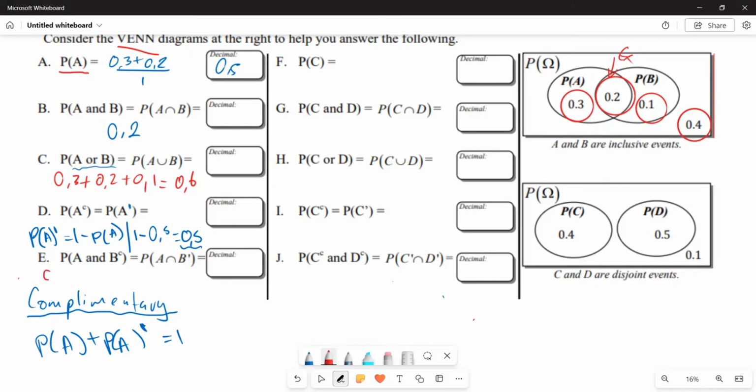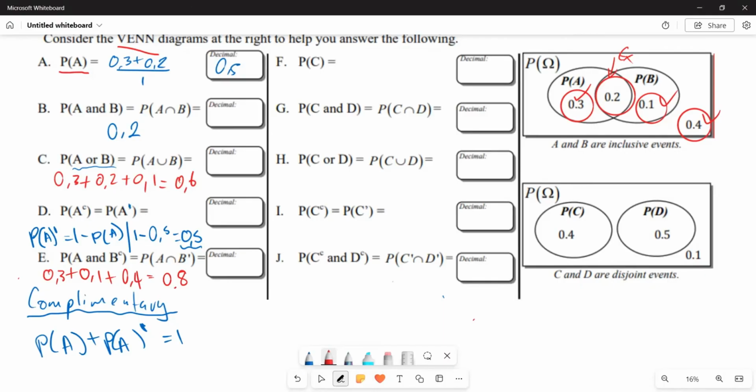So which means this is going to be 0.3 plus 0.1 plus 0.4, isn't it? Remember, we said we are just taking these ones only, except the intersection. Then this is going to give you 0.8 altogether. That probability of A and B naught is going to be 0.8 altogether.